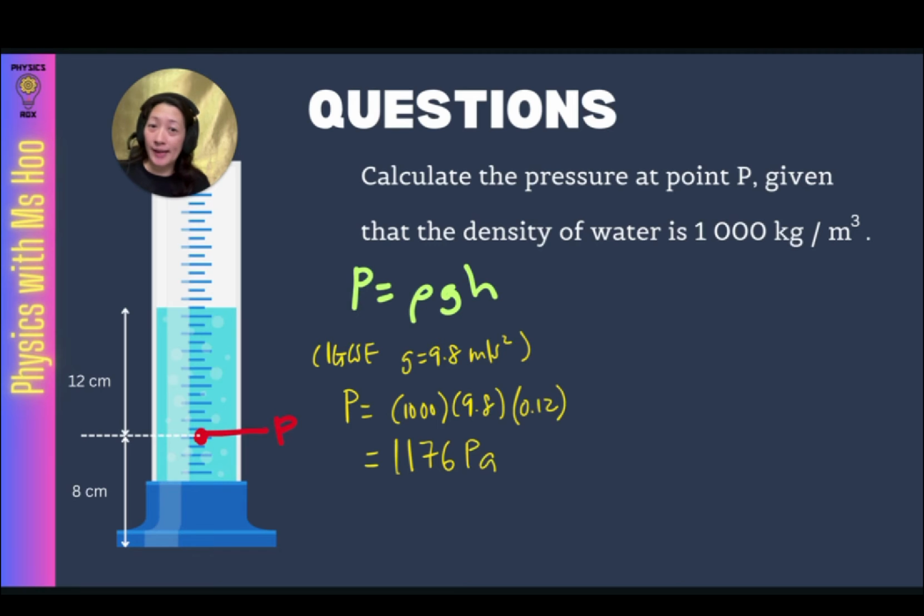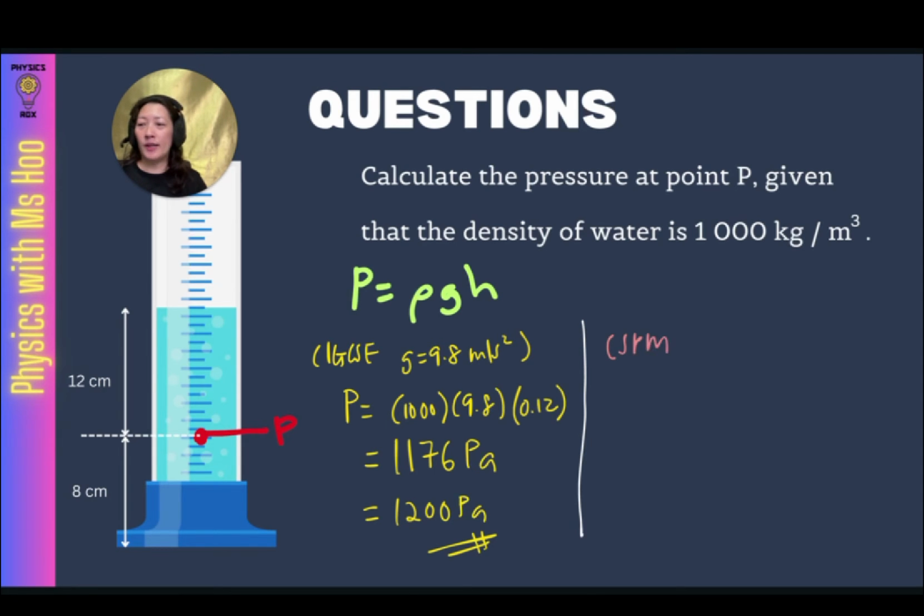But for IGCSE, we like to write to 2 or 3 significant figures with a preference for 2. So you can round this up to 1200 pascals. Now for SPM, we use the value of g as 9.81 meters per second squared. The formula is of course the same, P equals rho g h.